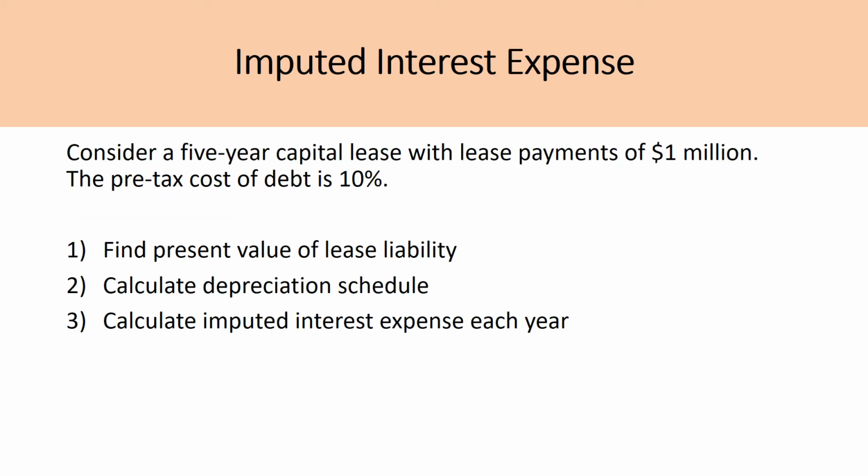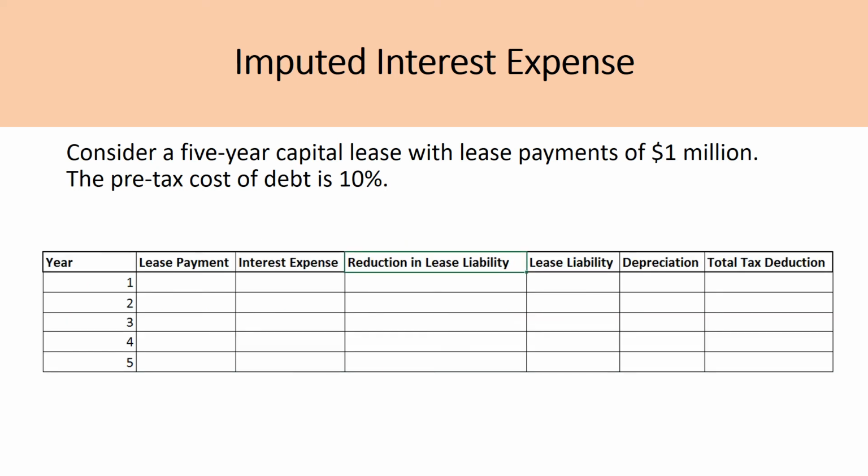And so we're going to look at an example so that we can really see how accountants calculate these 2 charges, depreciation and imputed interest. So consider a 5-year capital lease with lease payments of $1 million each year. The pre-tax cost of debt, the discount rate that we'll use, is 10%. So we're going to find the present value of the lease liability. We'll then calculate the depreciation schedule, and then we'll calculate the imputed interest expense for each year. Okay, so this will be the schedule that we're using.